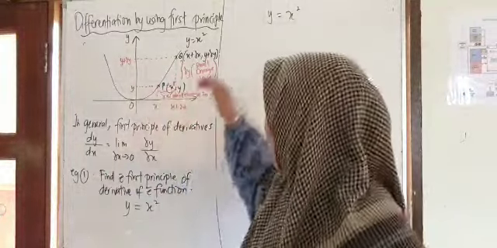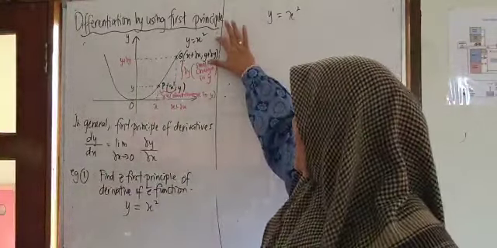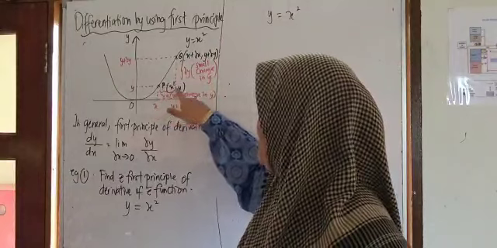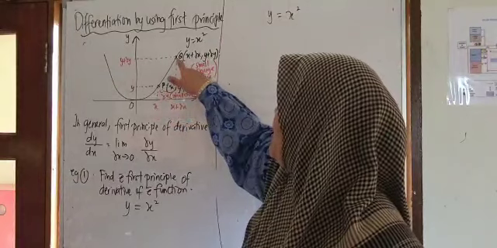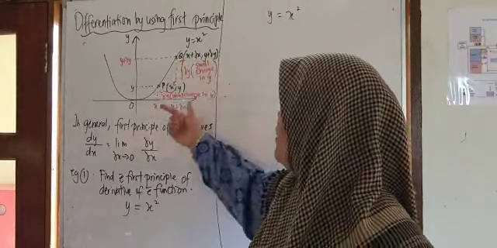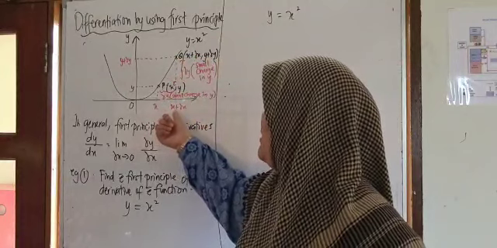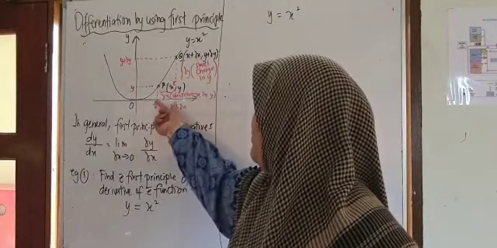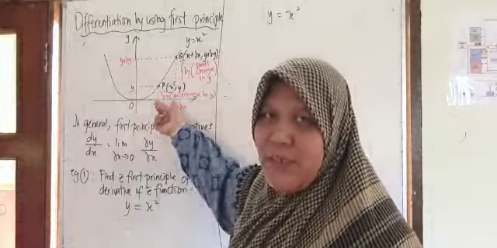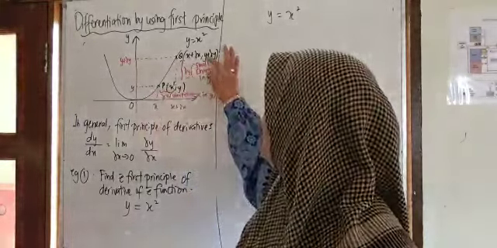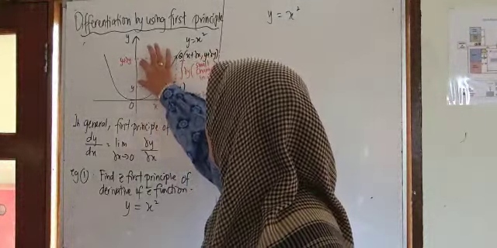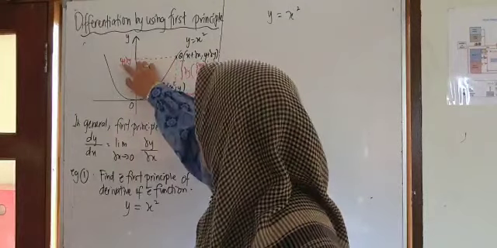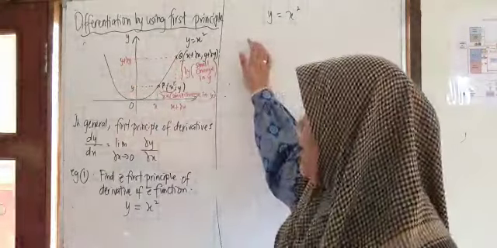So from here we have our point P, which is (x, y), and for our point Q, x plus delta x. Of course, because from x to this point, we have small changes in x. So for y, we have small changes in y, so we have y plus delta y.